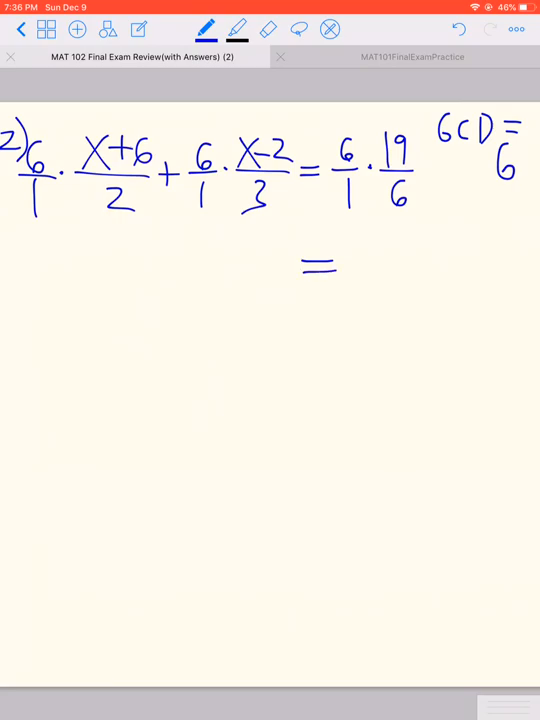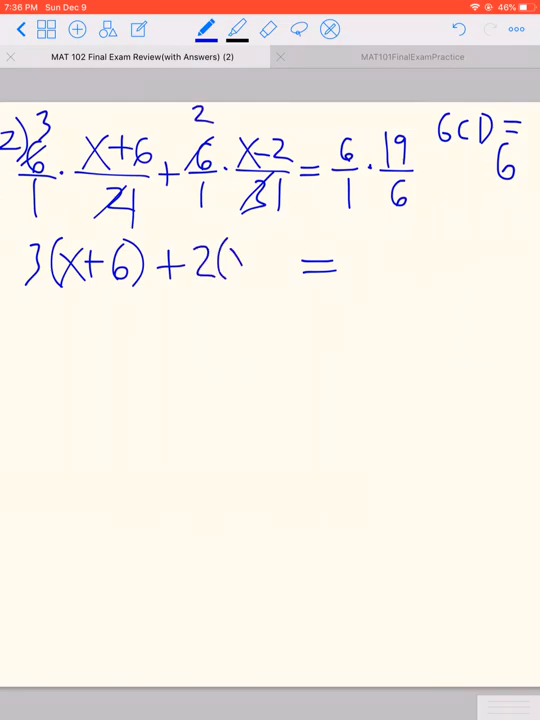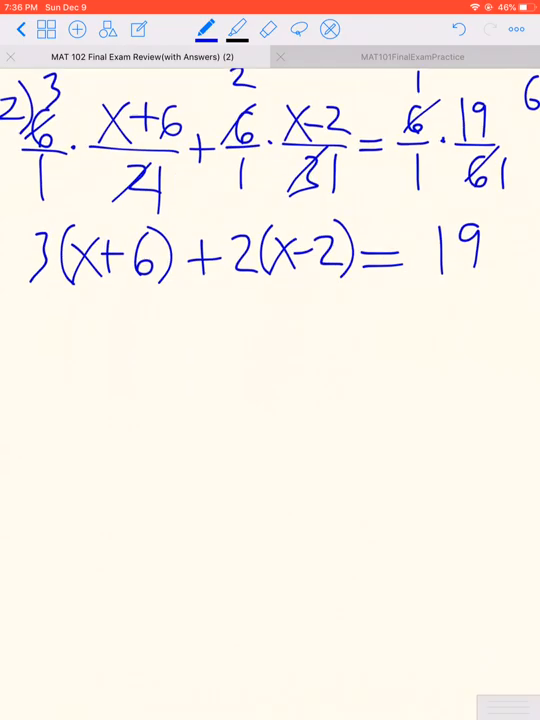Equal sign comes straight down. Over here, 2 goes into itself once. 2 will go into 6 3 times. So I'm going to have 3 times the quantity x plus 6. Plus over here, 3 goes into itself once. 3 goes into 6 twice. So I'm going to have 2 times the quantity x minus 2. Over here the 6's cancel, and so we're left with this is equal to 19.